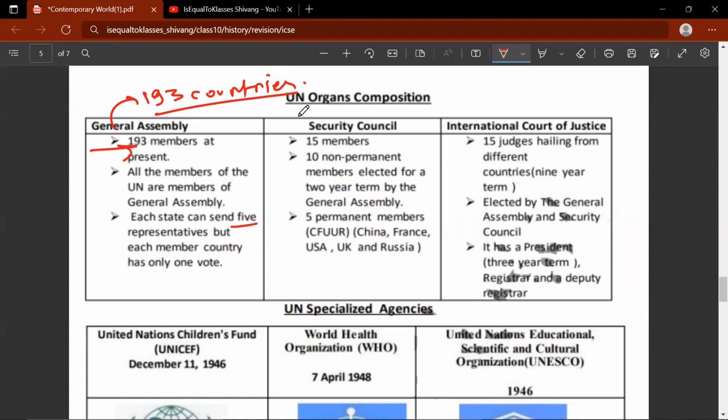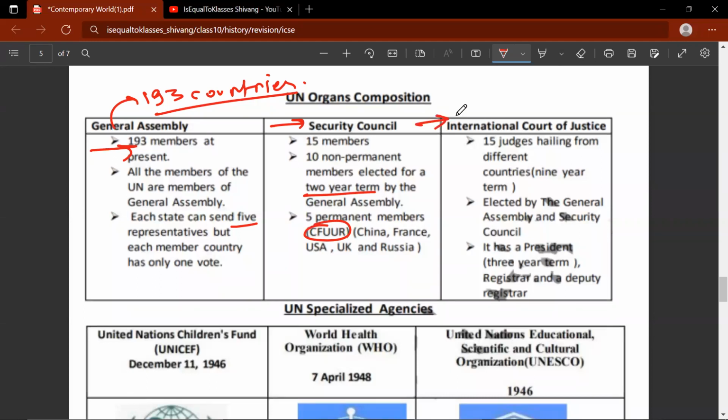Now, let's study the organs. Let's study the composition of the Security Council. There are 15 members in the Security Council: 10 non-permanent members elected for a 2-year term by the General Assembly, and 5 permanent members. It's a short mnemonic, CFUR. CFUR means China, France, USA, UK, and Russia.